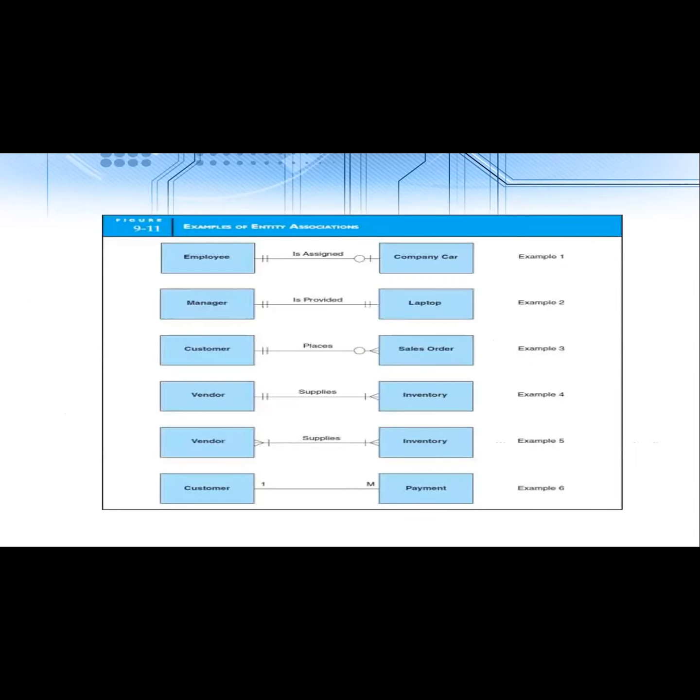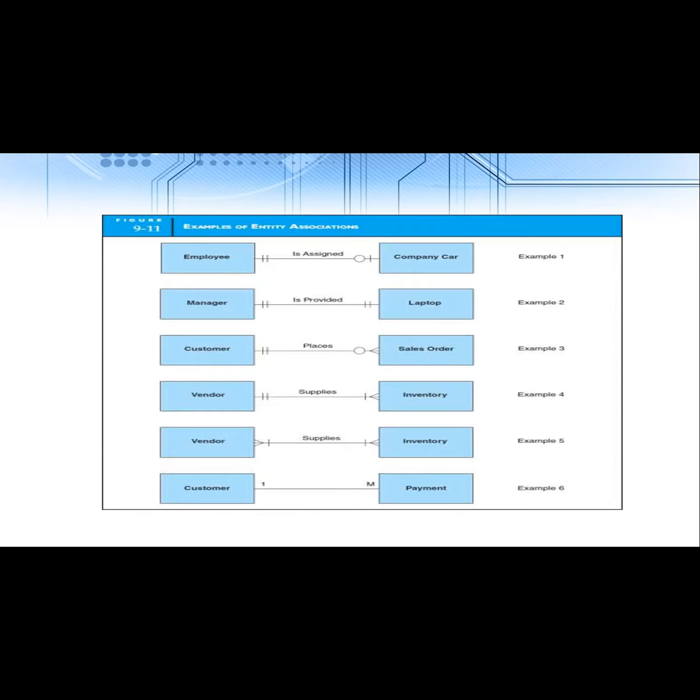So this is an example of entity association. Example 1 shows that for each occurrence in the employee entity, there is a possibility of 0 or 1 occurrence in the company car entity. To illustrate, select a single hypothetical occurrence in the employee entity and look toward the company car entity. Only 2 cardinality values are possible.